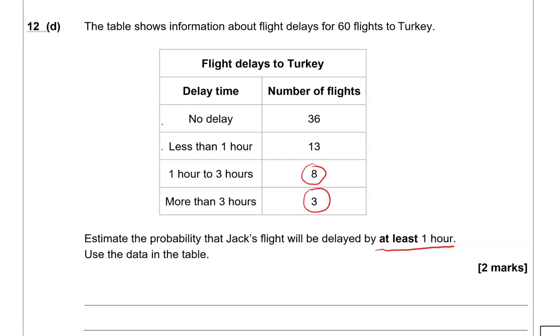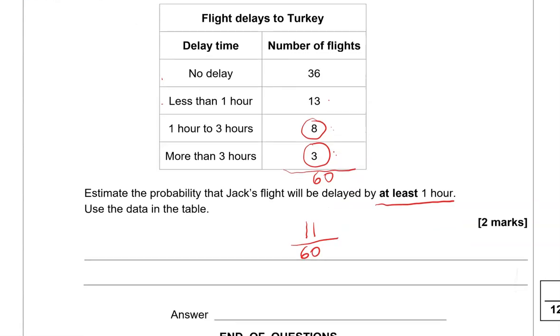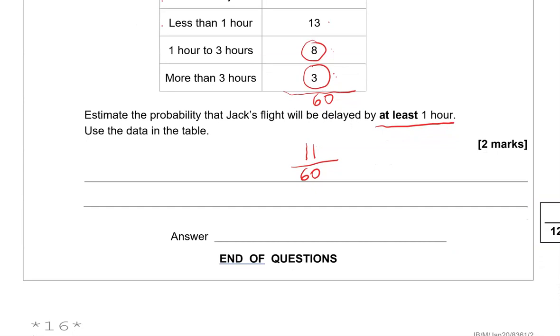So it's practically 8 and 3, that is 11 flights out of the total. So we've got to add 36 and 13 and 8 and 3, which is 60. So 11 out of 60 flights were delayed by at least 1 hour. And that's the answer. And this is the end of the paper.